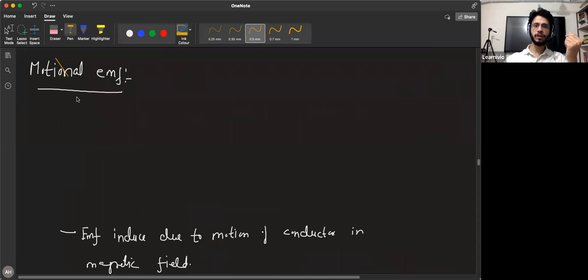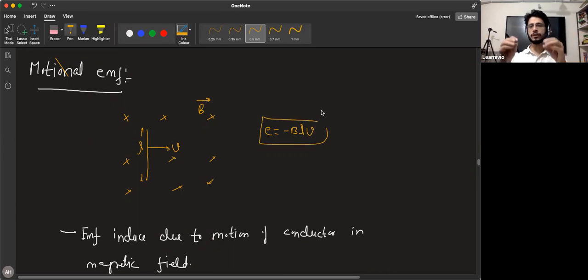So motional EMF means if you have a conductor, this is some magnetic field, and this is the conductor. The length of the conductor is L. The strength of the magnetic field is B. This conductor is moving with a velocity V. So the EMF induced across the conductor is minus BLV. The cause of this EMF is the motion of the conductor. So the EMF induced in the conductor due to its motion is known as motional EMF.